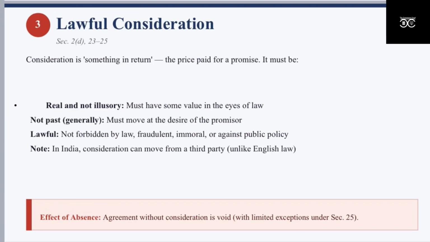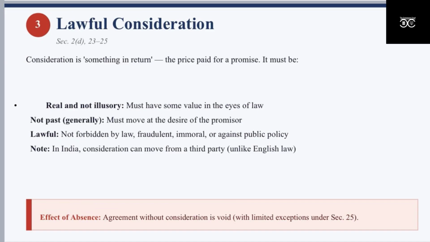The next essential is lawful consideration. Section 10 of the Act mandates the concept of lawful consideration to make a contract legally enforceable. Consideration means something in return. It can be an act to do something or not to do something, or even a promise done at the desire of the promisor. It basically implies that both parties to a contract should have some sort of gain from the agreement. This consideration shall always be lawful.